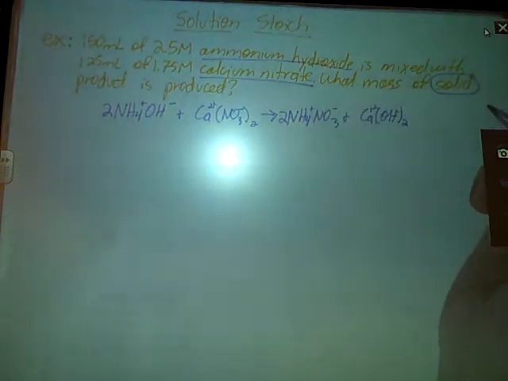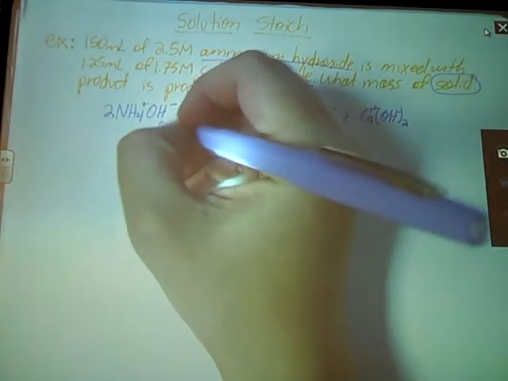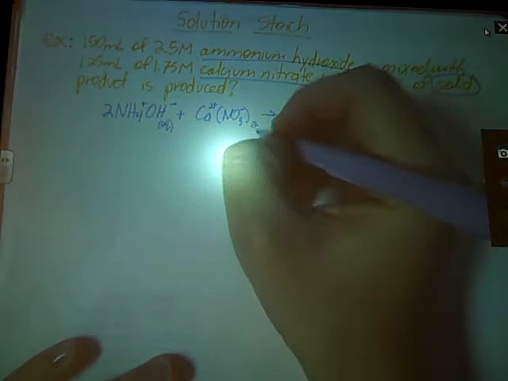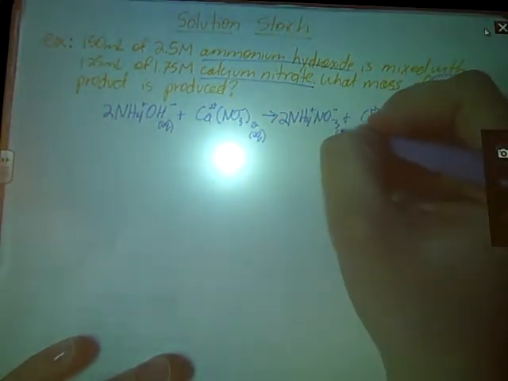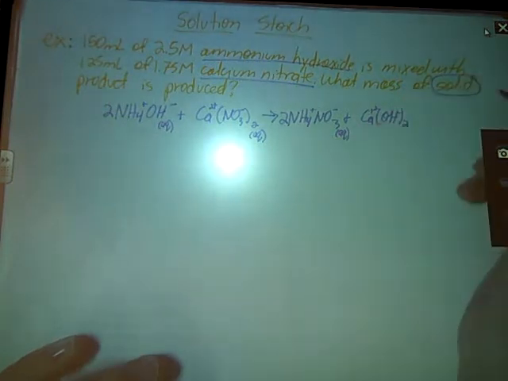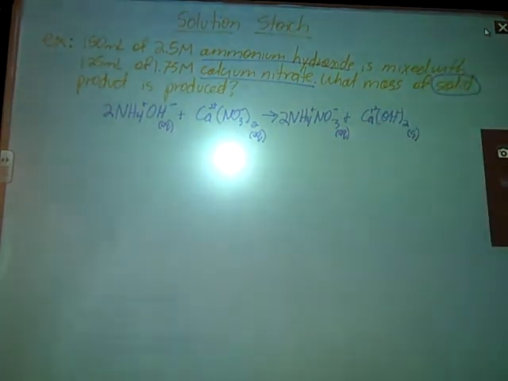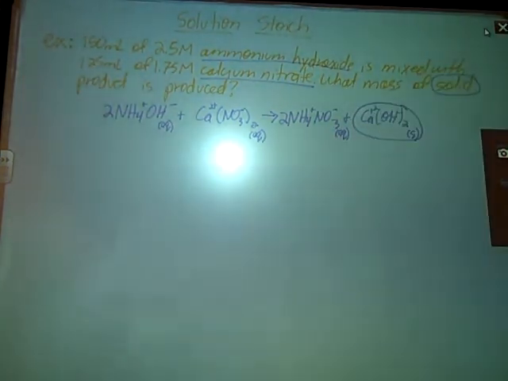Now to figure out what my solid is. Rule 1, everything involving ammonium is soluble, so that's not it. Nitrates, also soluble. Nope. This one has an ammonium and a nitrate. Nope. Hydroxides are solid. There is the solid that we're talking about.